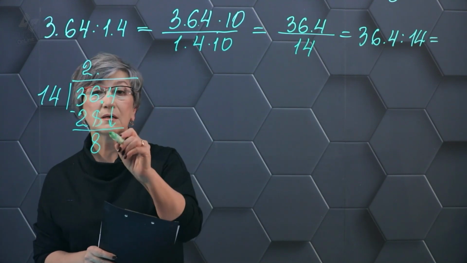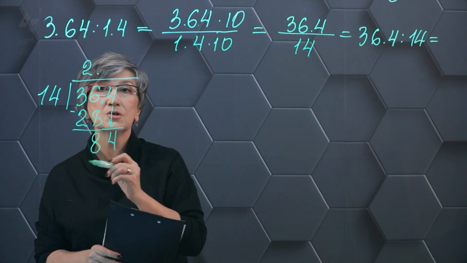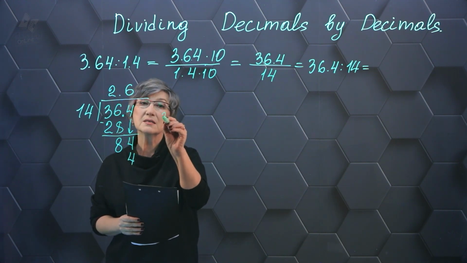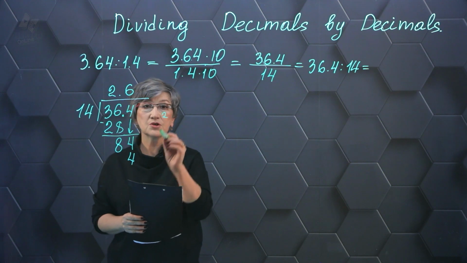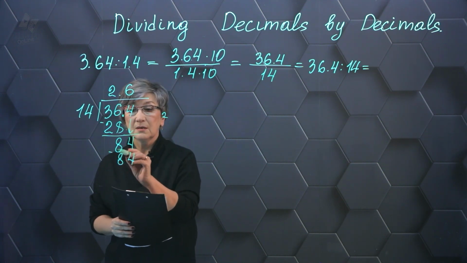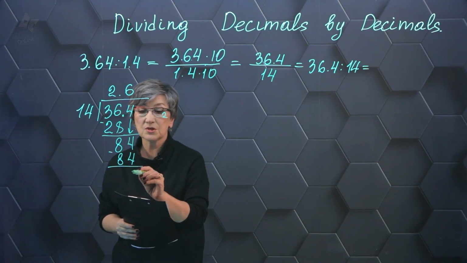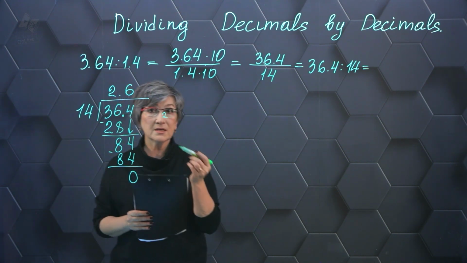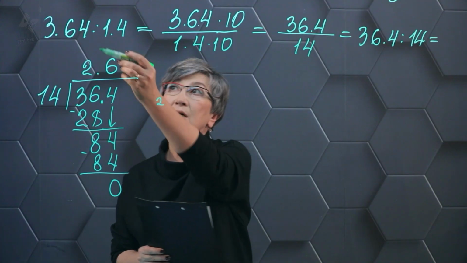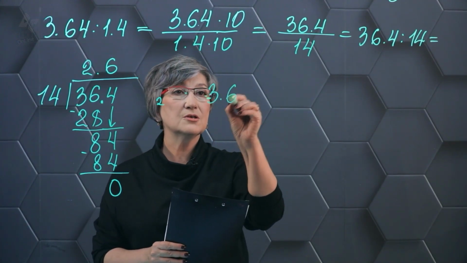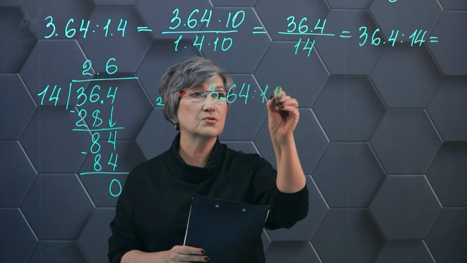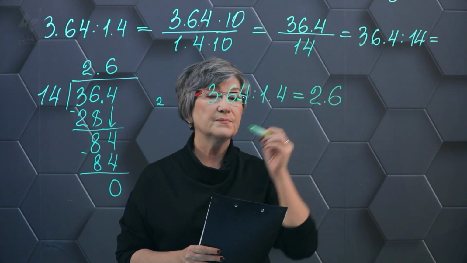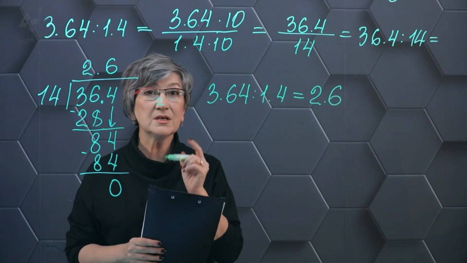So now I bring down the 4, and I divide 84 by 14. We take 6 each. 6 times 4 is 24, 2 I carry. 6 times 1 is 6 and 2 is 8. Subtracting 84 minus 84 will give us a remainder of 0. So we've done the division. Now let's write down our action again. 3.64 hundredths divided by 1.4 tenths, we get 2.6 tenths. That's the rule of thumb for dividing decimals by decimals.